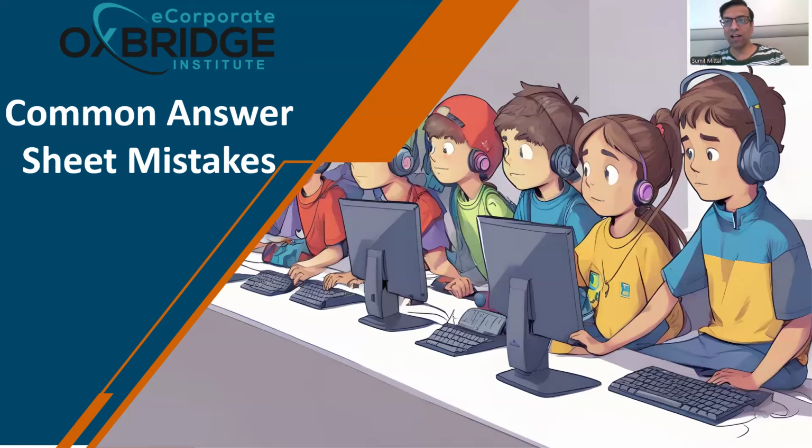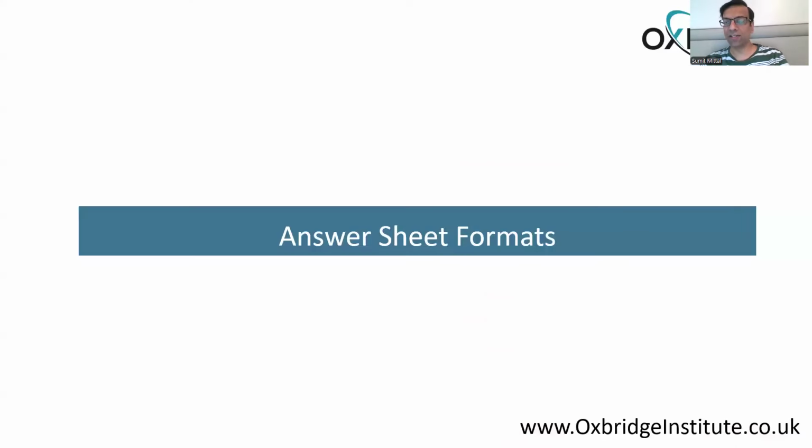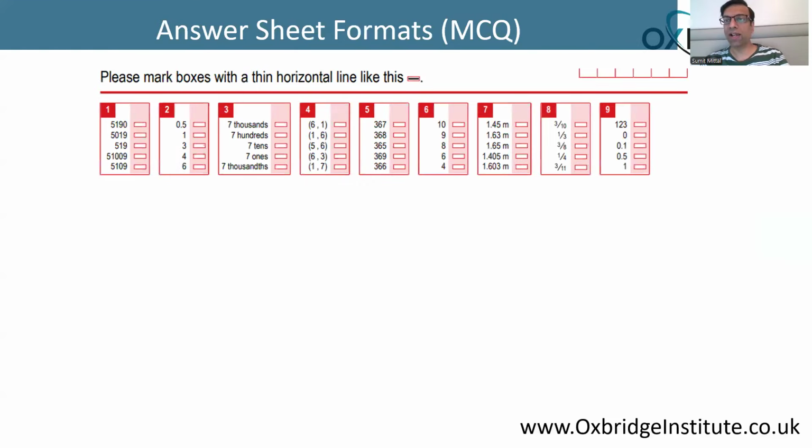Before we start, let's first review the various answer sheet formats which you can be expected to come across. There are two main kinds when we talk about MCQ questions, that is the multiple choice variety. This is mostly available in GL style of exams. We have these boxes which need to be marked with a horizontal line like this, which is shown here.